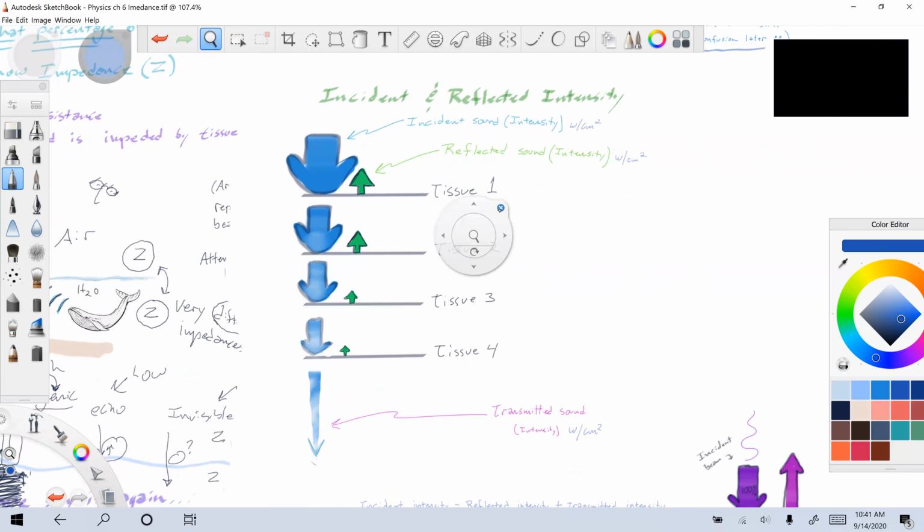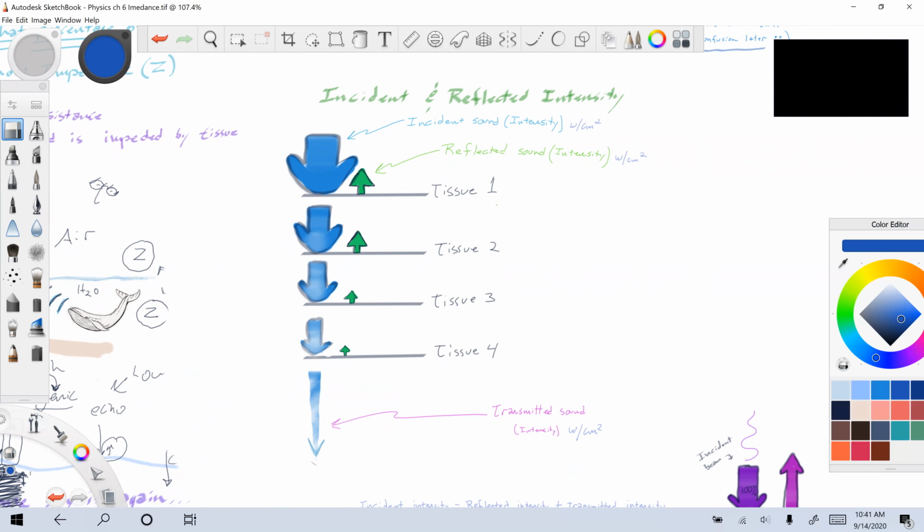Incident and reflected intensities. Incident sound. Now, I think I erased some information. That's all right, it is what it is. The size of the arrow and also the depth of color represent the strength.